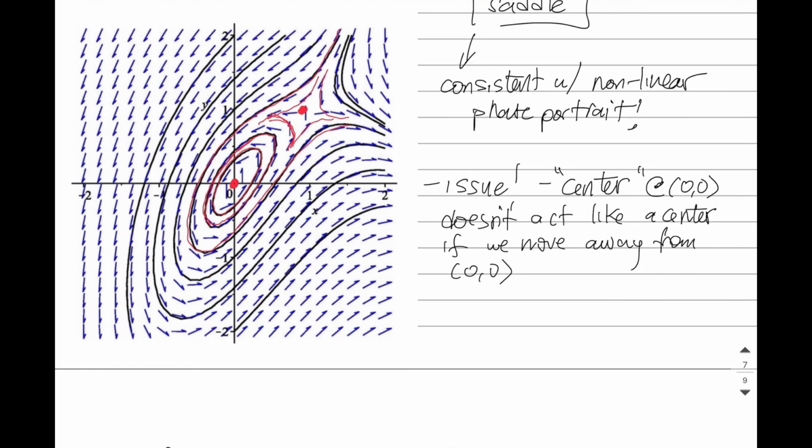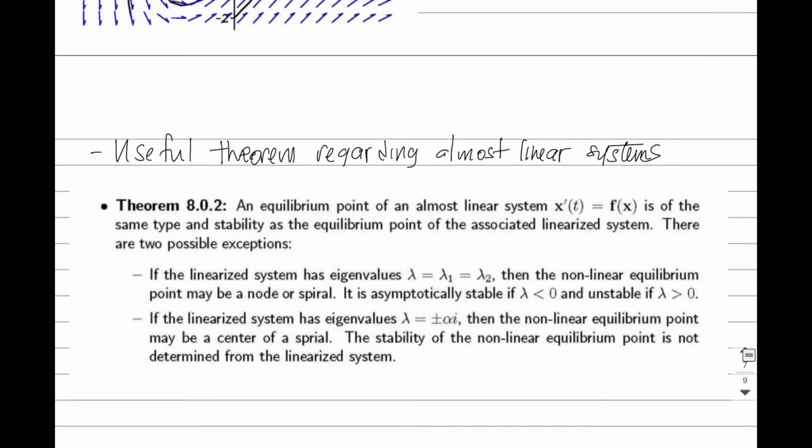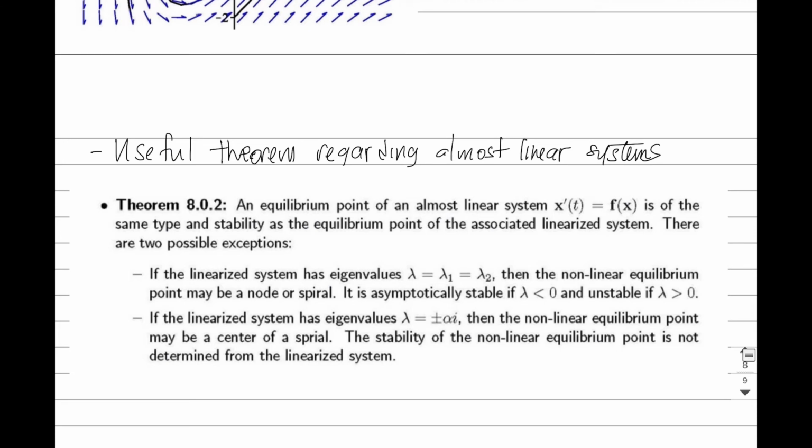Here's a useful theorem about almost linear systems. If you have an almost linear system, remember at the equilibrium point, if the Jacobian is invertible, and you classify the equilibrium point of that almost linear system, what this theorem is saying is it's going to be the same type and stability as the equilibrium point of your linearized system. That means the nonlinear system behaves like the linearized version.